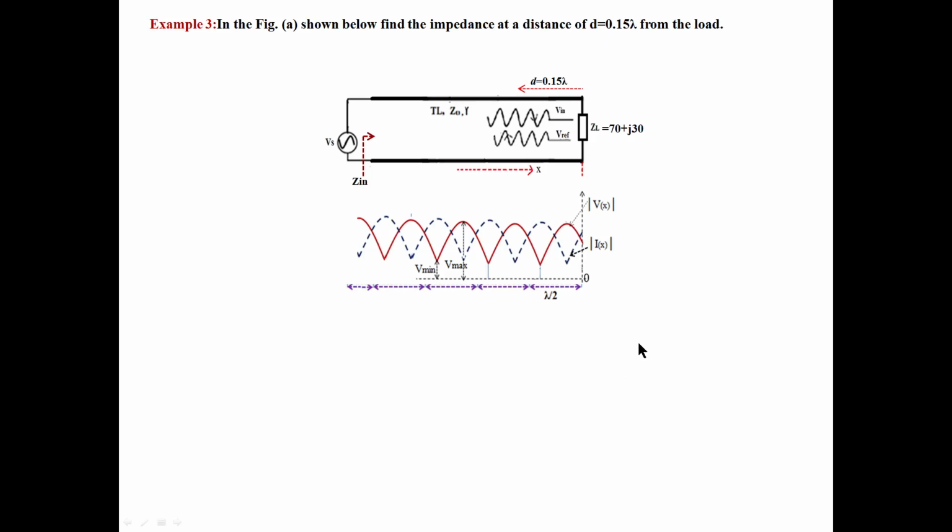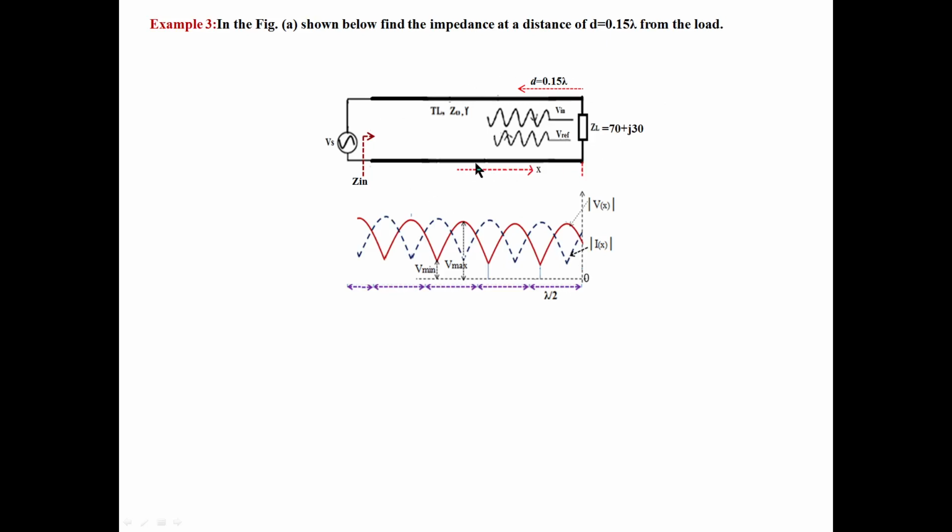See, that is the way of finding the unknown load impedance. Next problem: see here in figure A shown below. Find the impedance at a distance of d equal to 0.15 lambda from the load. What is given?